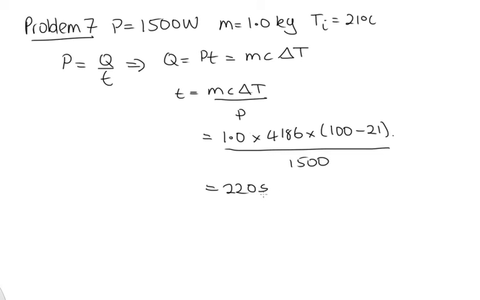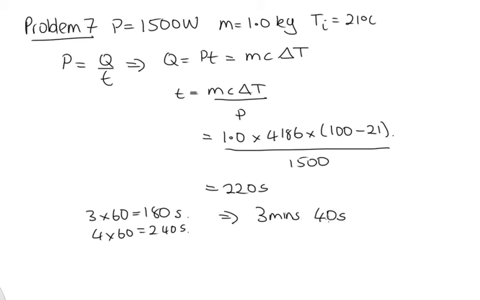So that's one way to answer it. Alternatively, we could convert this into minutes. Now, 3 times 60 is equal to 180 seconds, and 4 times 60 is equal to 240 seconds. So it's not quite 4 minutes, so it's something above 3 minutes. So this tells us that it's 3 minutes. And then to get the number of seconds, we'll have to subtract 180 from 220, and that leaves 40 seconds. So we could write this as 3 minutes and 40 seconds if we wanted to, or we can just leave it as the 220 seconds.